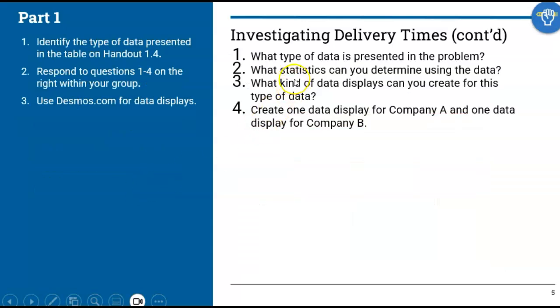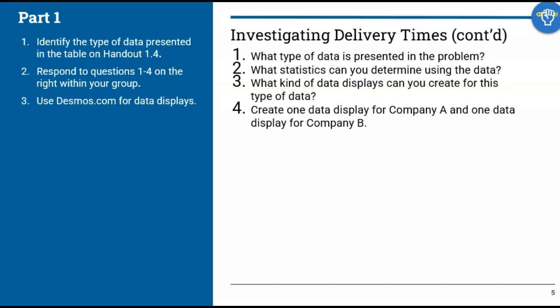All right, so based on what you read, just as a class together, what kind of data is presented in the problem? Is it categorical or quantitative? Categorical or quantitative? You gotta remember that's from the first. Quantitative, okay? Remember categorical is more like categories, like words. Okay, so it is quantitative.